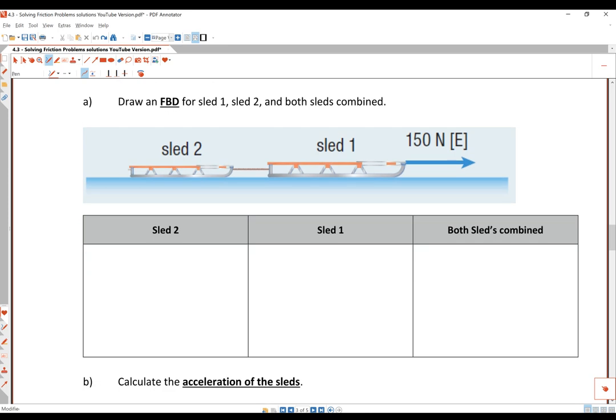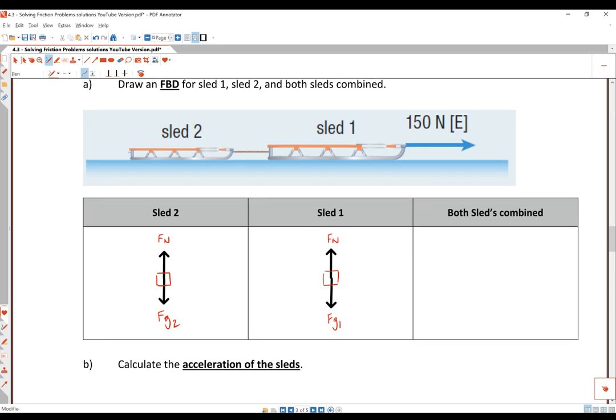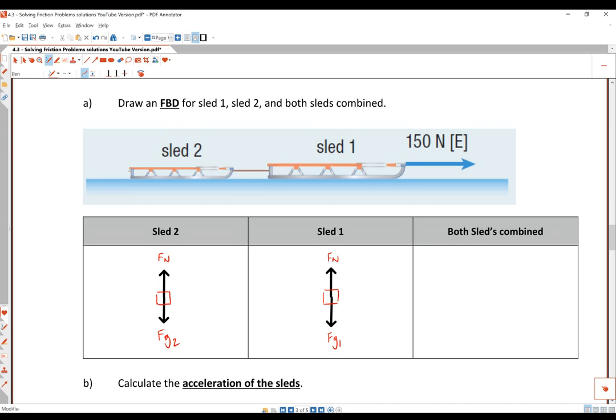So that's what we're going to do for sled 1 and sled 2. We're going to draw a free body diagram for both of these. Now, on both of these objects, there's going to be a gravitational force that is acting downwards and also a normal force that is going to be acting upwards. So we're going to label these. You can label these as FG1 and FG2. To be specific, you can also do that for normal force as well. That just makes it a little bit easier so that you know which masses that you're going to be using.